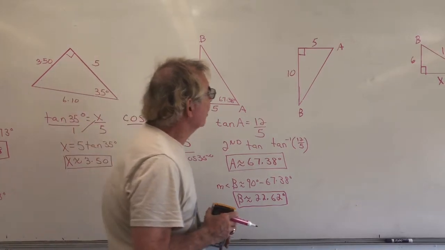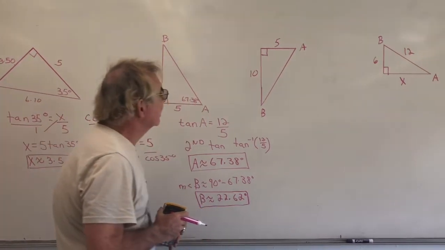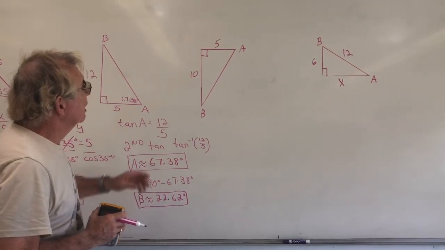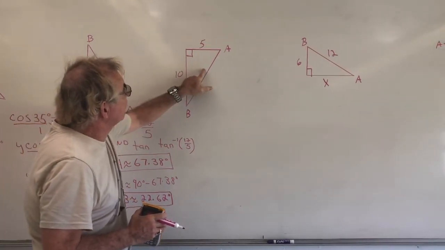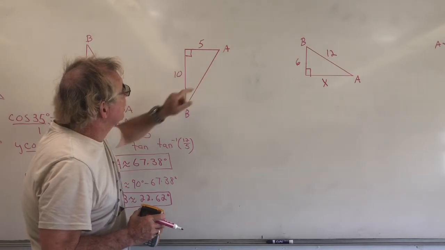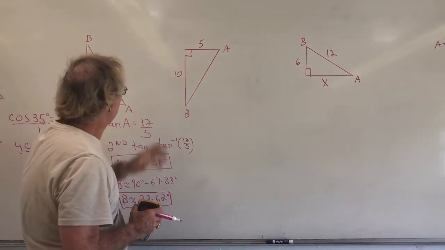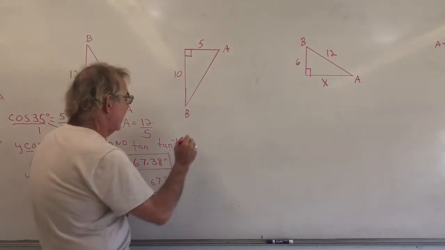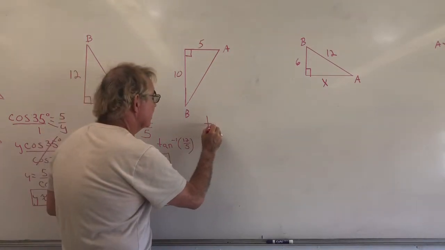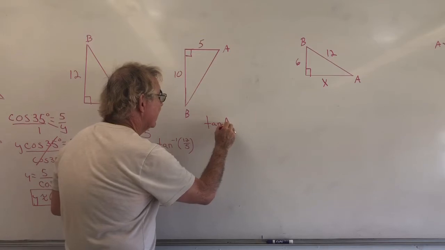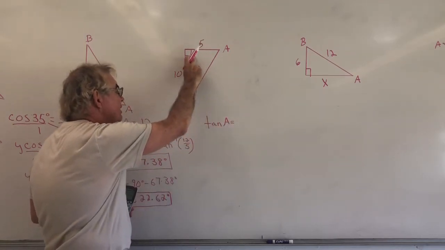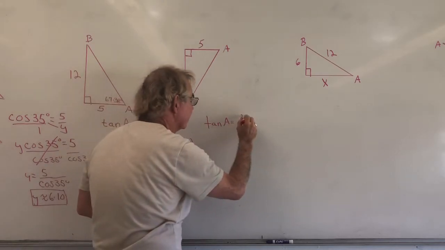Okay, example 4. Now, we have a right triangle with 5 and 10. Notice this is the hypotenuse. So we don't have the hypotenuse again. So to find angle A, we're going to say the tangent of A is the opposite side, 10, over the adjacent side of 5.